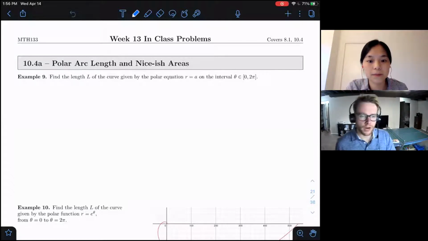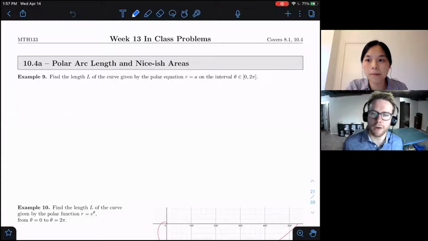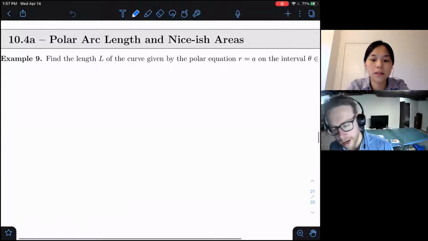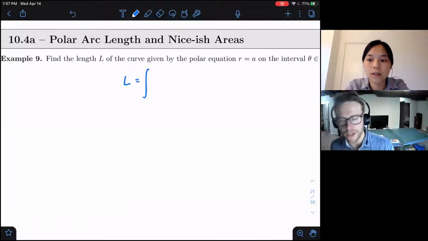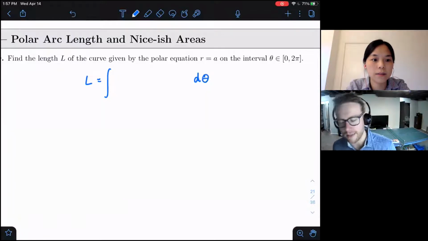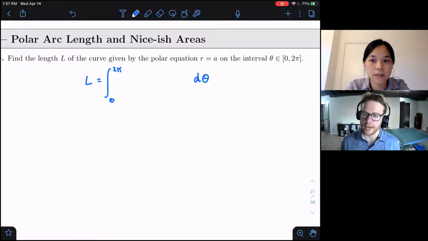So find the length of the curve given by this polar equation, r equals a on the interval from 0 to 2 pi. So the big thing here is that we need to remember our arc length equation for polar curves. That is that we're going to be integrating with respect to theta. So of course our bounds should be theta bounds. Luckily they're given to us, right? Theta ranges from 0 to 2 pi.